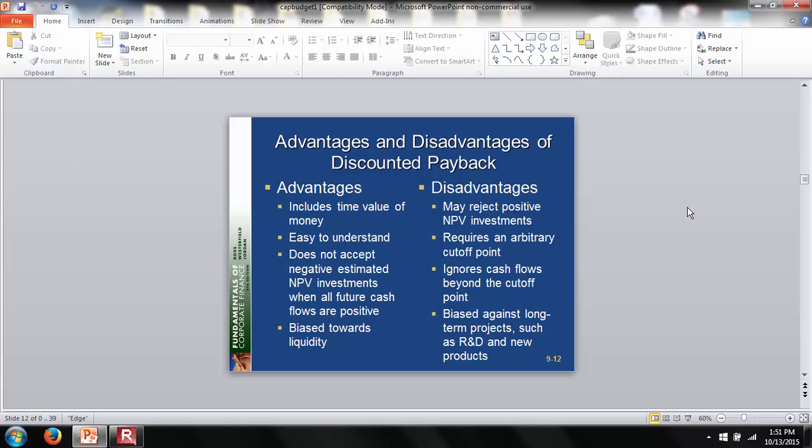So it includes a time value of money, it's easy to understand, does not accept negative estimated investments, and has a bias towards liquidity. Okay? And what are the disadvantages? It may reject positive NPV investments, requires an arbitrary cutoff point, and ignores cash flows beyond the cutoff point.